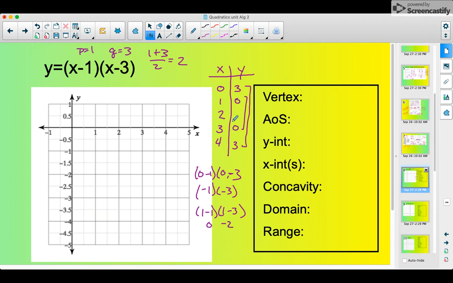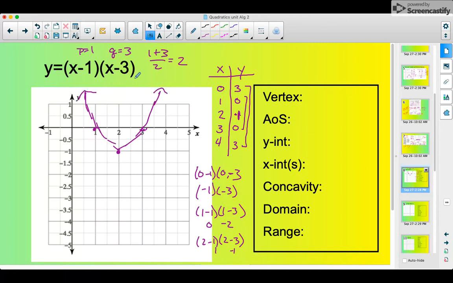And then I didn't get the y value of my vertex originally, so I do have to plug that in to find it. So 2 minus 1, 2 minus 3, I get 1 times negative 1, which is just negative 1. This graph doesn't quite fit on here because it's not negative. That's all right. We'll plot what we can. So 2, negative 1, 1, 3, and then 0, 3, and 4, 3 go off my graph, which is fine. No big deal.